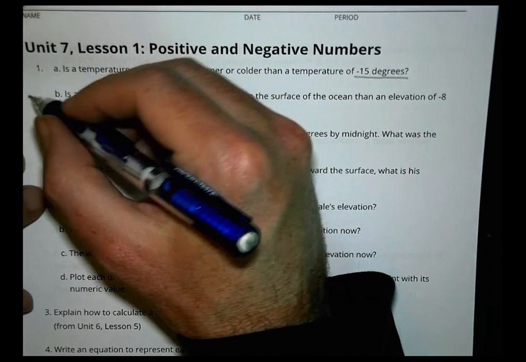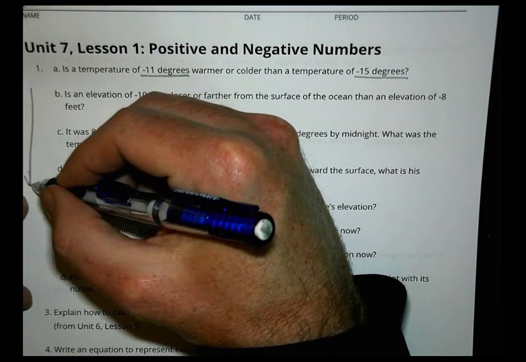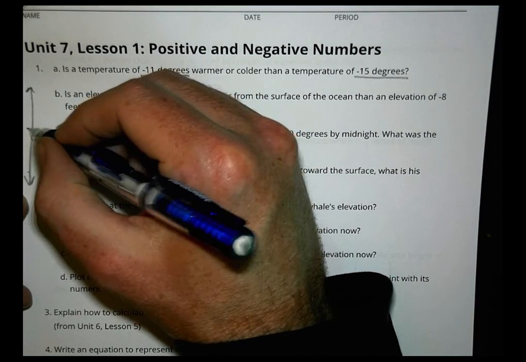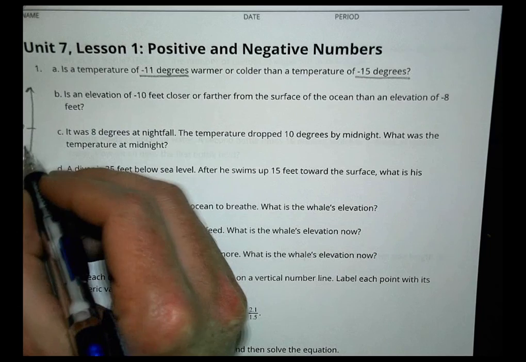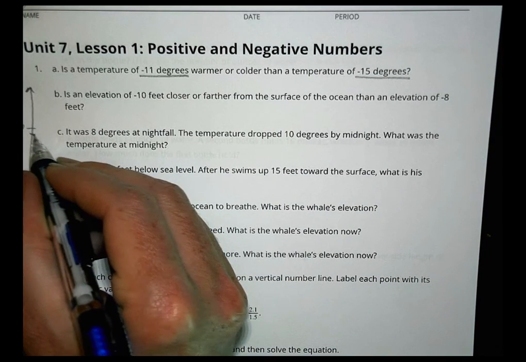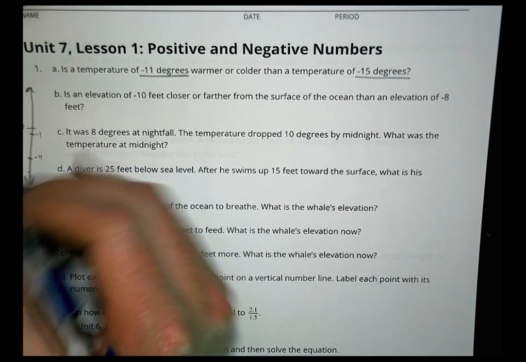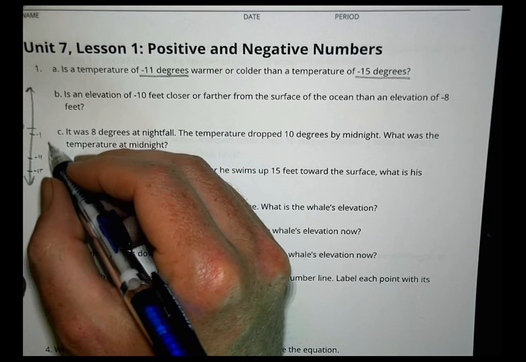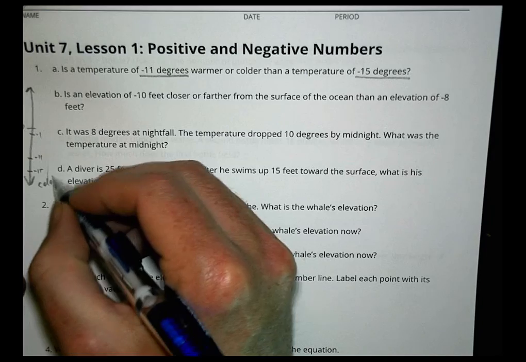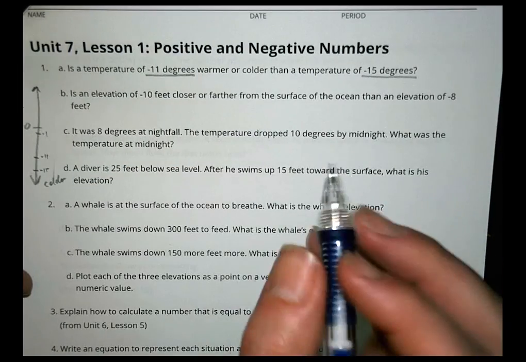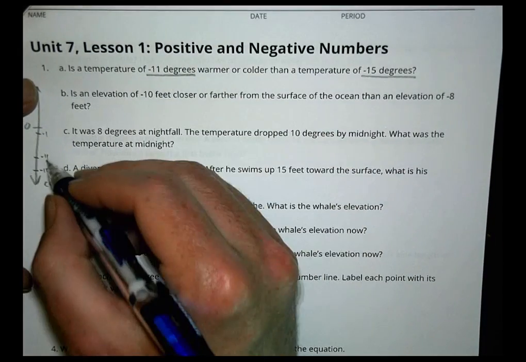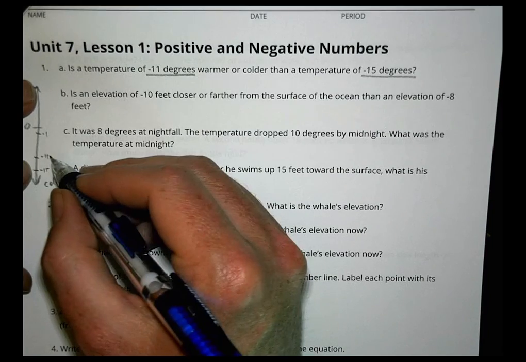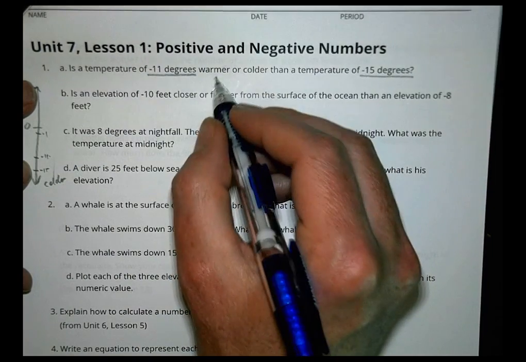All right, so we think about a scale. So let's just draw a little number line here like so. And we'll put 0 right there. We have negative 11, like this is negative 1. So negative 11 would be here. We keep counting down, negative 15. Now the lower I go, the colder it's going to get, isn't it? So 11 degrees is above 15, so it's actually going to be what? It's going to be warmer.